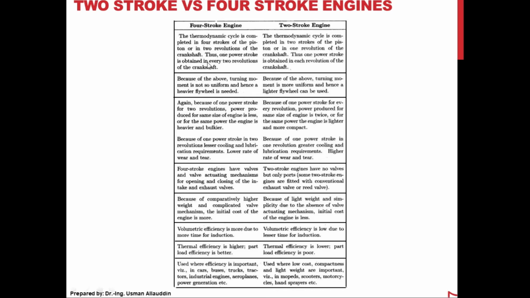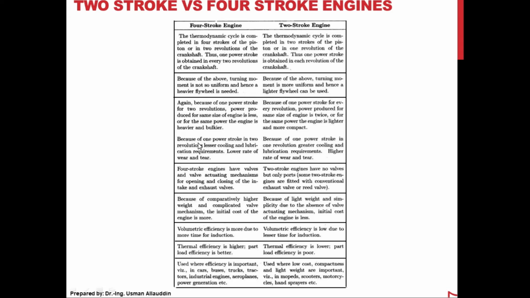The third point, because of one power stroke for two revolutions, the power produced for the same size of engine is less. So if you have the same size of four-stroke and two-stroke engines, the two-stroke engine will produce more power, because in a two-stroke engine you will be getting power on every revolution of the shaft, but in a four-stroke engine you will be getting power on every second revolution of the shaft.